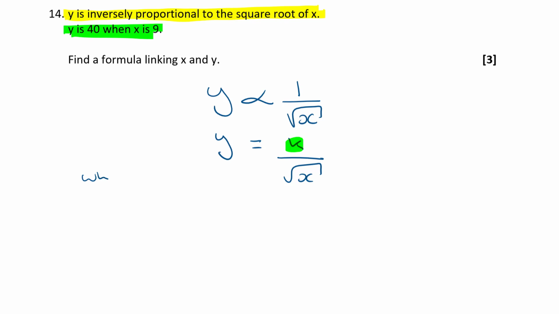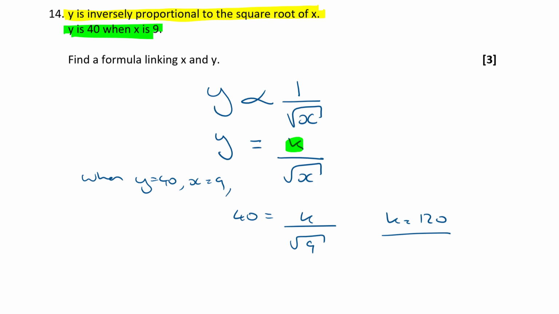So when y equals 40, x is equal to 9. So we're going to plug those two numbers in. So 40 is equal to k over root 9, isn't it? Okay, square root of 9 is 3. Multiplying both sides by 3, you're going to get k is equal to 120. Okay, so once I know that k is 120, I can then complete my equation.